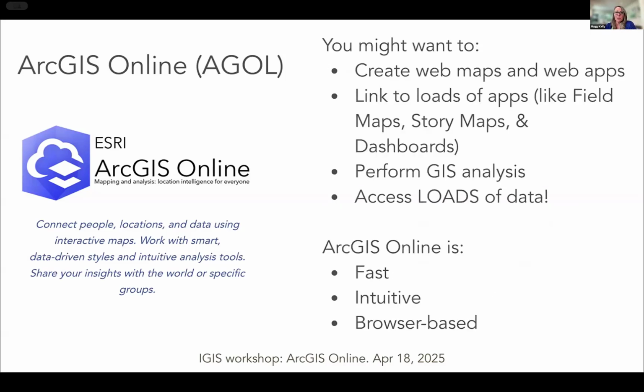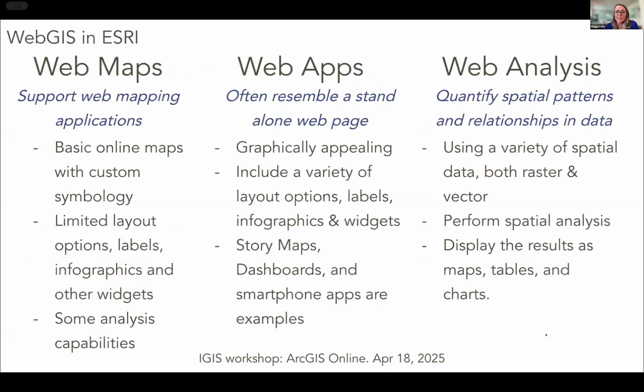So why you might want to use ArcGIS Online, why some of you are here: you might want to create web maps and web apps. You might want to link to loads of apps, and I'm going to tell you about these apps in a moment. You might want to perform analysis. You might want to access loads of data. It's fast, it's intuitive, it's browser-based. ArcGIS Online is really, really great. And so when we're doing this work in the Esri ecosystem, Esri is the parent company that has created all the software I've mentioned before, ArcGIS Pro, the desktop, and ArcGIS Online, the cloud. Esri has made both of those.